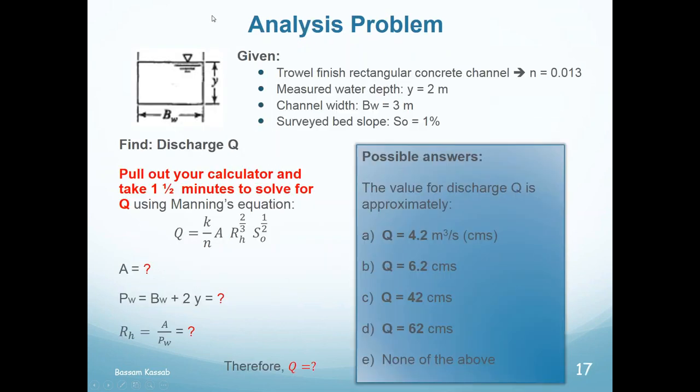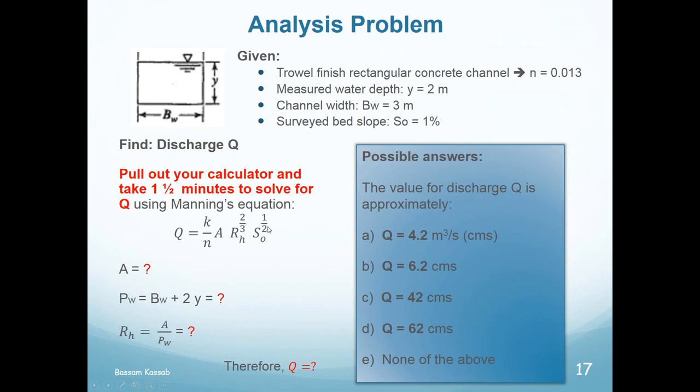Now, the next slide is going to be another poll question. So you have an analysis problem. You need to use Manning's equation that I'm showing you on the slide. So take a minute and a half to go through this problem. I am giving you a rectangular channel of width BW and depth Y. The depth Y is 2 meters and the width of the channel is 3 meters. I gave you the bed slope, S0, which is along the profile, as 1%. And I told you that it's a rectangular channel. I looked at Chow's values and it says N is 0.013.